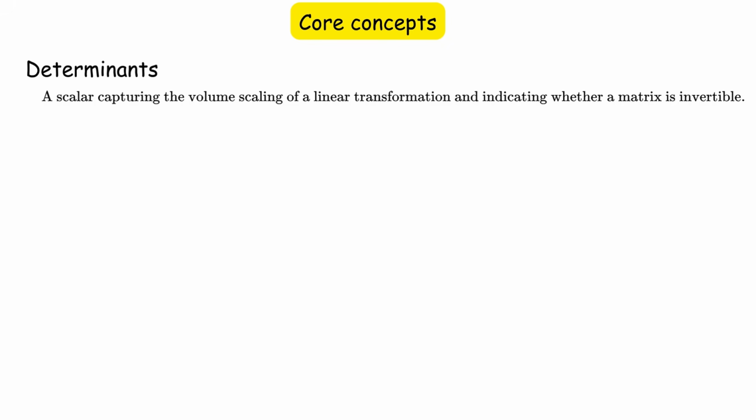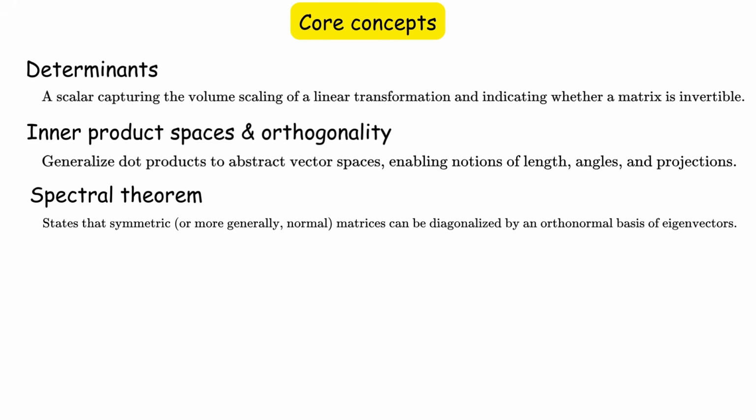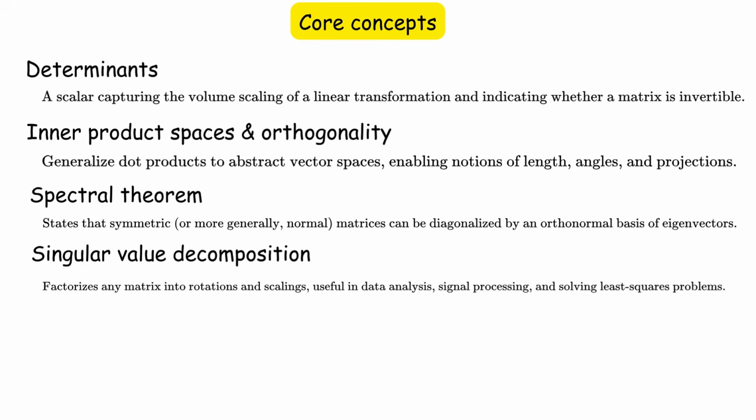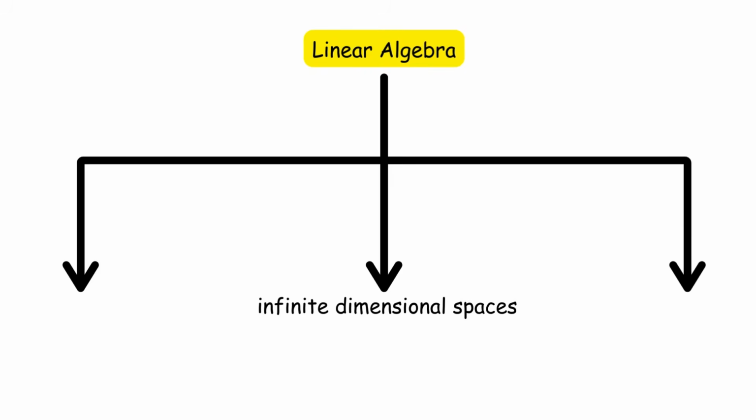Core concepts include determinants, which measure scaling factors and determine invertibility, inner product spaces and orthogonality, which extend Euclidean geometry to abstract spaces, the spectral theorem for symmetric and normal matrices, singular value decomposition, and Jordan canonical form. It extends to infinite dimensional spaces in functional analysis and underpins quantum mechanics, where states are vectors in Hilbert spaces.